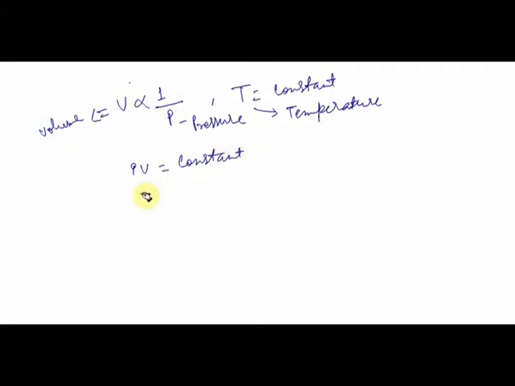So for a given gas, we can say that P1 V1 is equal to P2 V2, which means that suppose at any given volume V1 the pressure is P1, then this product will be equal to P2 V2, where V2 is some other volume and P2 is the pressure of the gas at that volume. So this is our Boyle's law: PV is equal to constant.